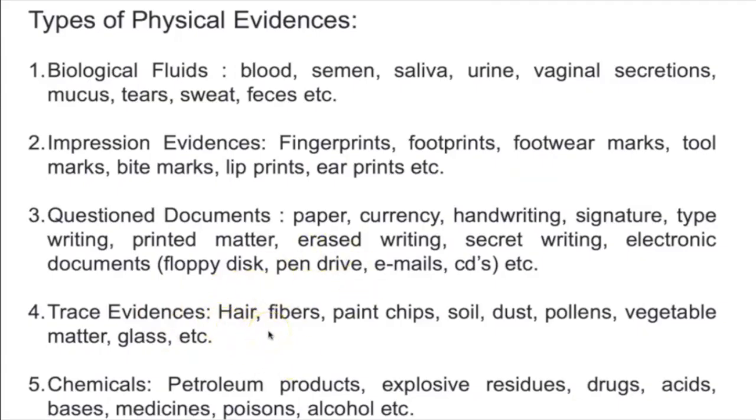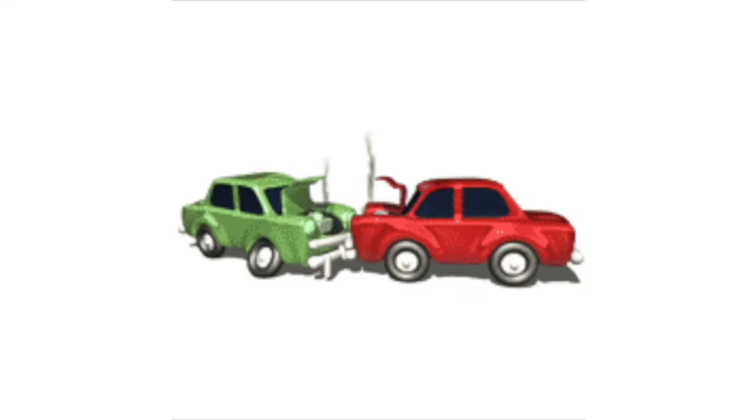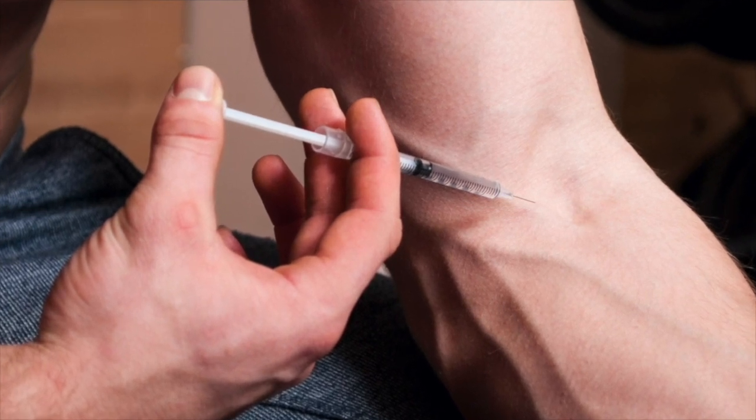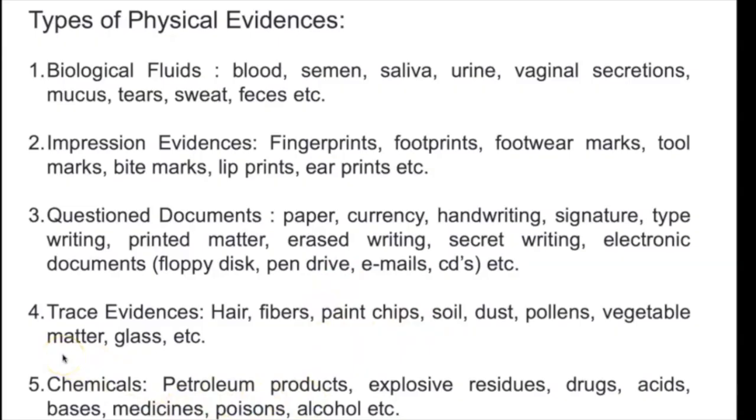Some hair can be used to extract the DNA and fiber can be used to establish the presence or absence of a person on the crime scene, as can paint chips in vehicle collision cases, accident cases, etc. Then the chemicals. So chemicals have a wide variety, not only alcohol or poisons, but also certain chemicals, medicines, drugs, explosive residue, or you may say cartridge case residue, bullet profile residue. All this comes in the chemical examination or chemical evidences.